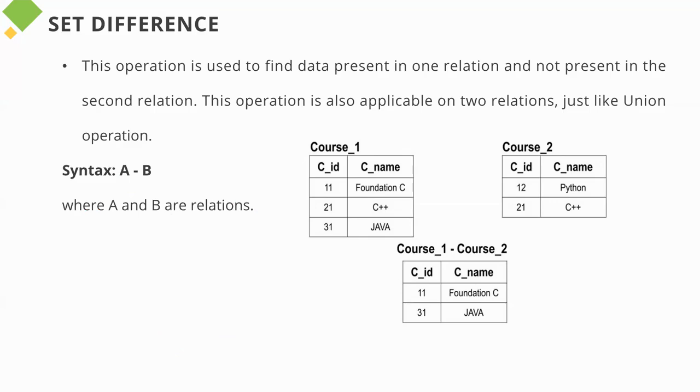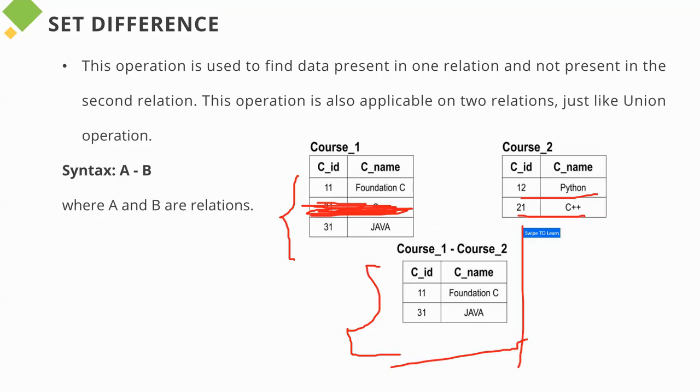Here, check for 1 2. I don't have course ID 1 2 and Python here. 2 1 and C++, I have this, so I won't include it. I'll remove this. And here comes my A minus B table, course 1 minus course 2: 1 1 and 3 1 with their courses. This is how the set difference operation works.